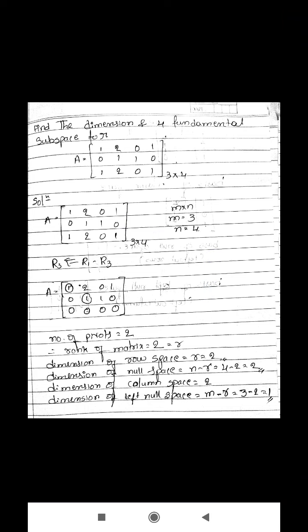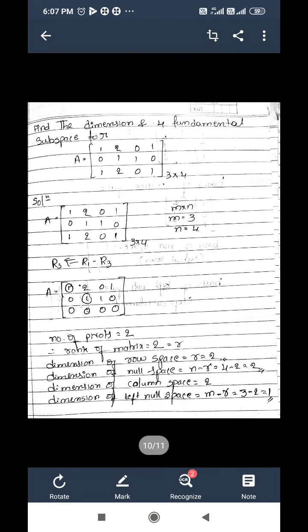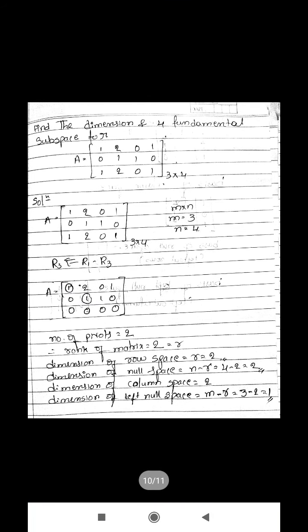Here, first we'll find the pivots. What are the pivots? The first non-zero entry in each row. In the first row, 1 is the non-zero entry. In the second row, this 1 is a pivot, that is the first non-zero entry. So the number of pivots here is equal to 2, and we know that the number of pivots is equal to the rank of a matrix. So the rank of the matrix is equal to 2. Since the number of pivots is 2, the rank is also 2.